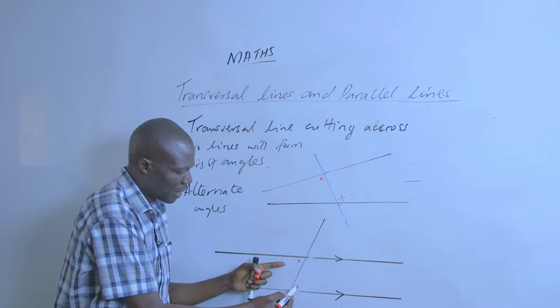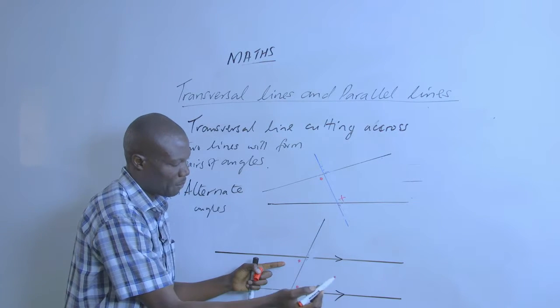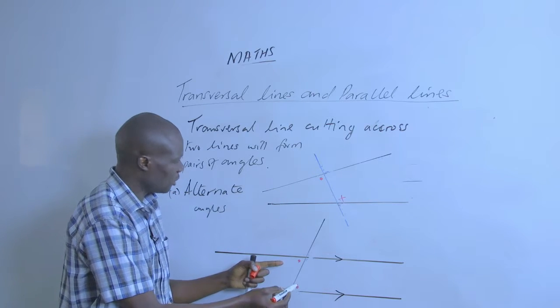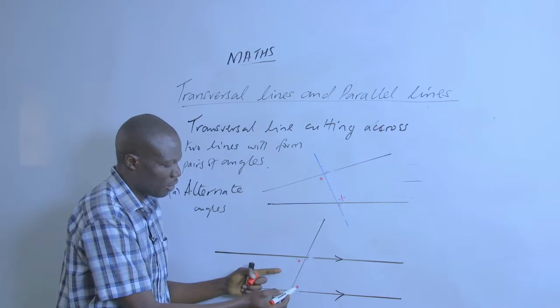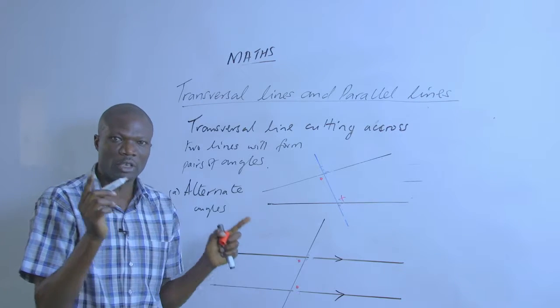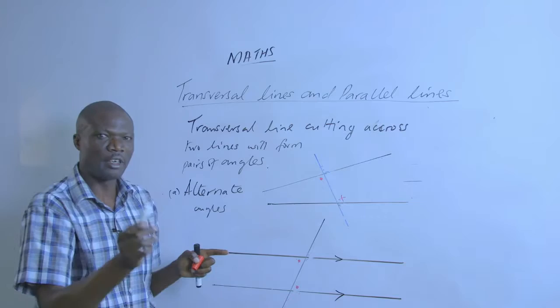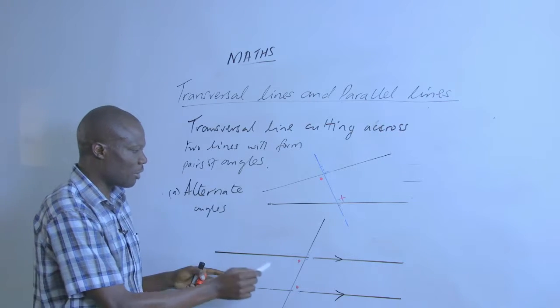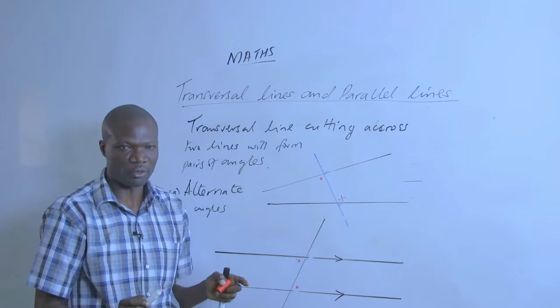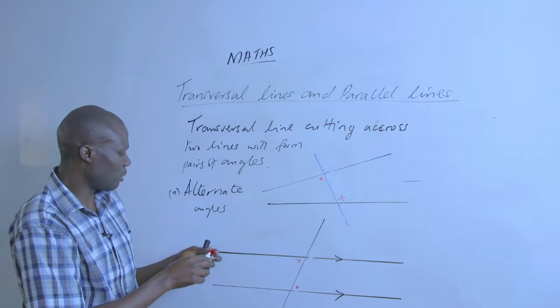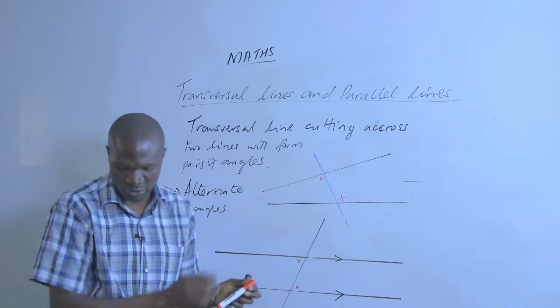But for this particular case here, the two lines are parallel. These two angles are alternate and they are also equal. So when a transversal line crosses two parallel lines, it forms alternate angles that are equal. That is the second pair of angles formed by a transversal line.